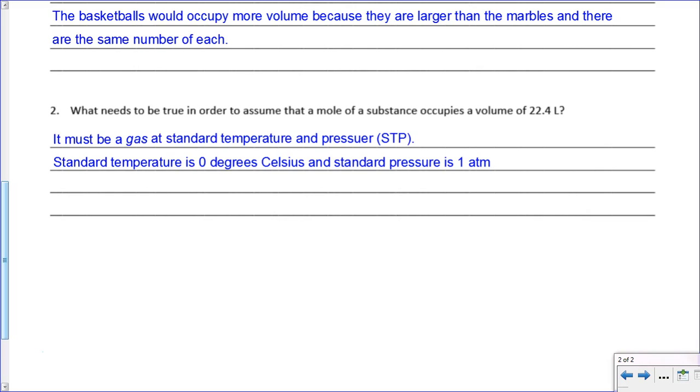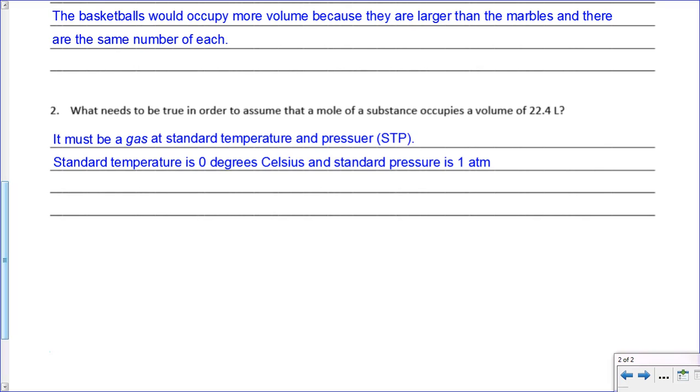For number 2, it says what needs to be true in order to assume that a mole of a substance occupies a volume of 22.4 liters. So we use this a lot, and I don't really often mention the requirements because we just kind of put it into the problems all the time because I always say assume STP, and I think people have fallen into the habit of just not thinking about it. But I want to remind you that this is only true for gases, and it's only true at standard temperature and pressure. And so if you had a solid, all right, you wouldn't be able to use this 22.4 liters per mole because it wouldn't be a gas. Furthermore, if you had a gas but it wasn't at standard temperature and pressure, it would not work either.